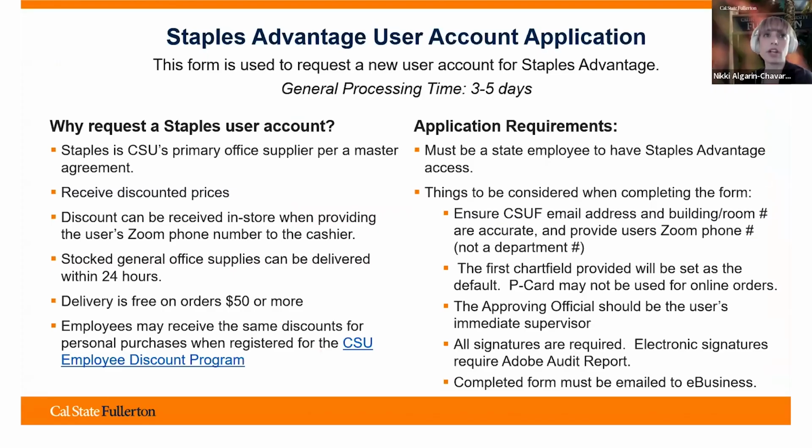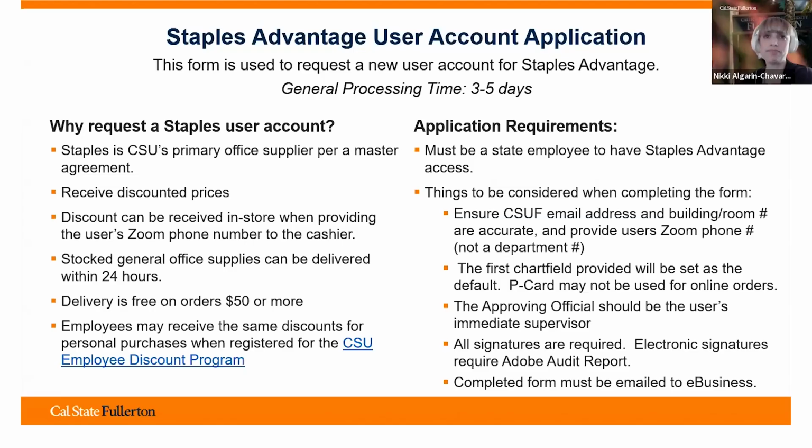All right, so starting with Staples Advantage, the user account application. This form is used to request a new user account for Staples Advantage. The processing time for this particular form is 3 to 5 days. And why would you request a Staples user account?